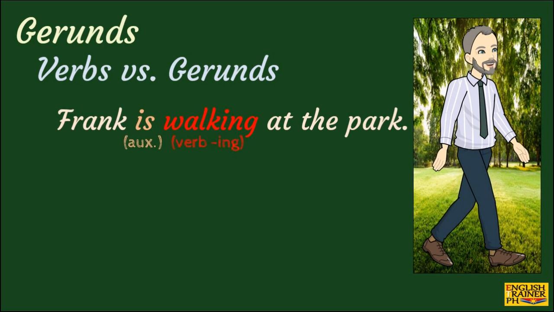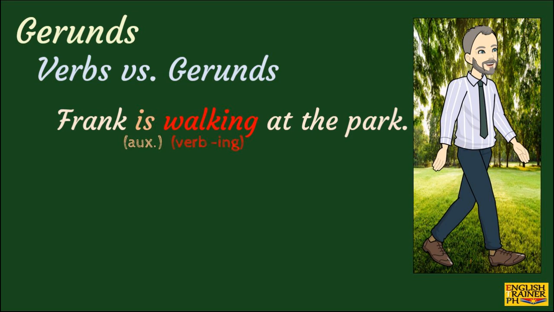Basically, a verb is an action word. However, a gerund, even if it looks like a verb, it is not an action. It is more of an activity or something like that. Instead of being a verb, it is used as a noun. So let's take a look at the first example.